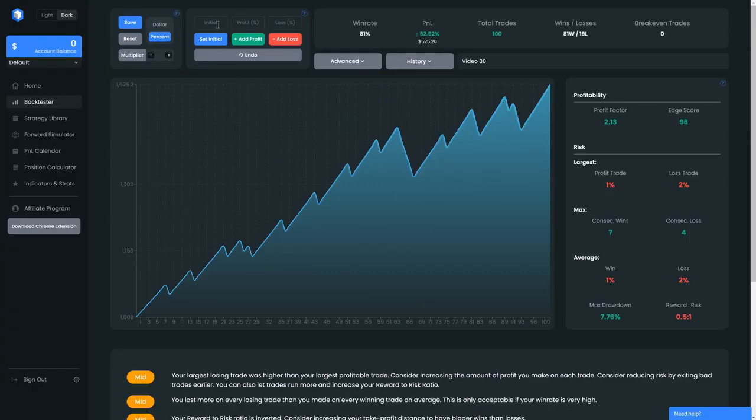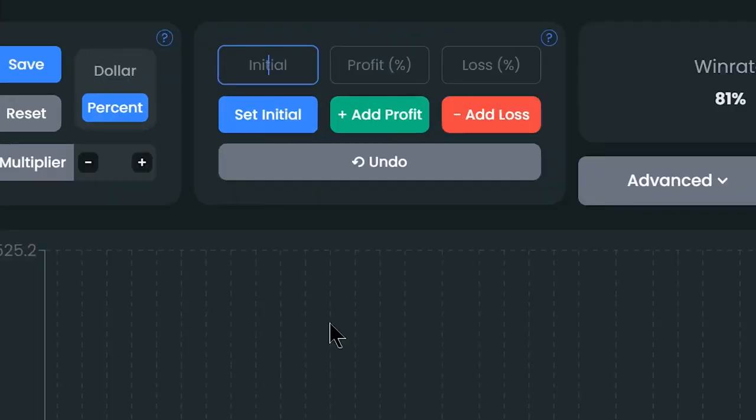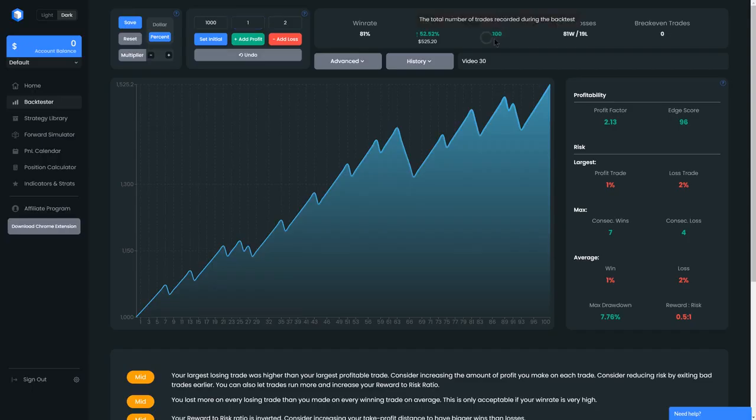Now, I backtested this strategy 100 times with an account balance set at $1,000. Because of the high potential of this strategy, I used an inverse risk-reward ratio of 2:1. So the loss was set at 2% and the profit was set at 1%. After 100 trades, the win rate of this strategy was 81% and the gain on the account was 52.52%.